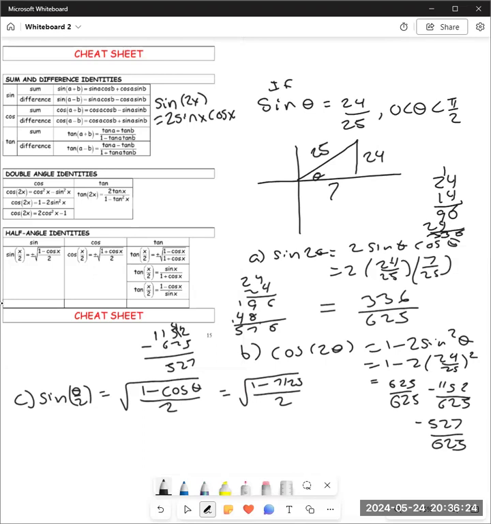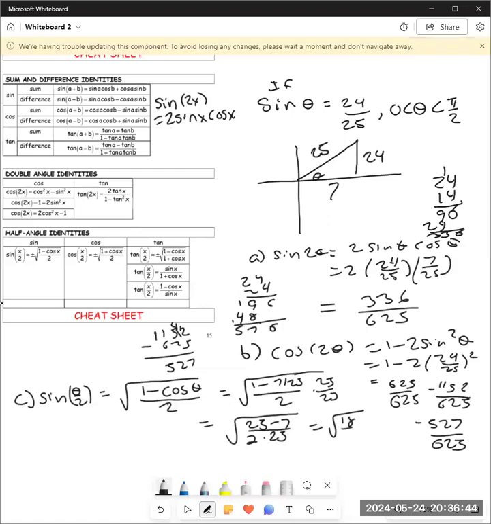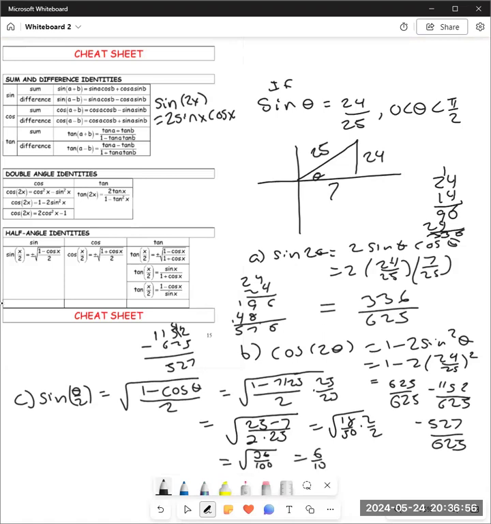So this is square root of 1 minus, and the cosine value here is 7 over 25, over 2. So let's multiply everything by 25 over 25 to get rid of that fraction. 2 times 25 is 50. 25 minus 7 is 18. Let's multiply this by 2 over 2 to get to a perfect square in the denominator. So this is going to be square root of 36 over 100, which is 6 over 10, which is 3 over 5.